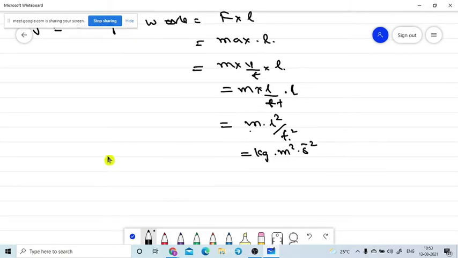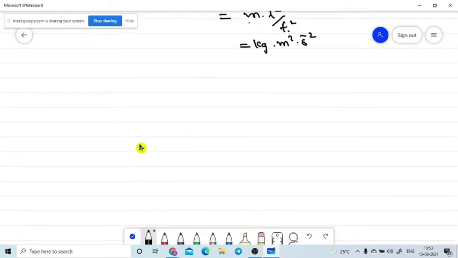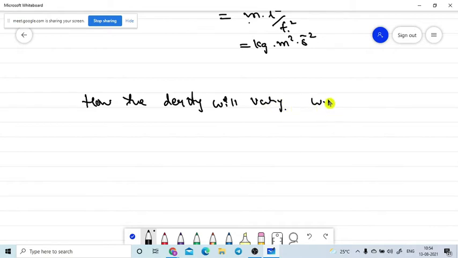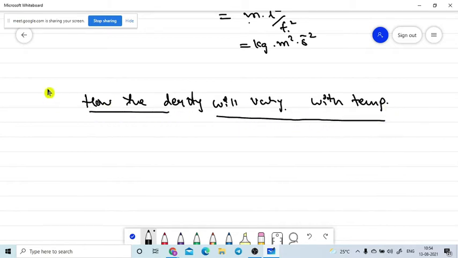The concept is the variation of the density of a solid substance: how the density will vary with the temperature. They may ask this in your problems, but generally they won't ask the concept directly in our examination. Before dealing with this, we need to get the basic concept of density.